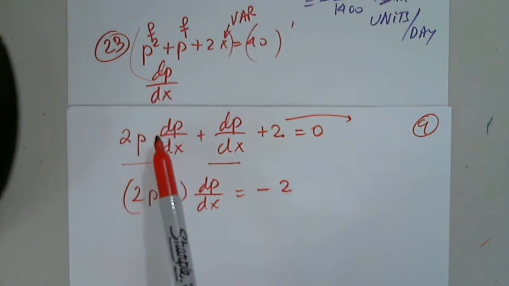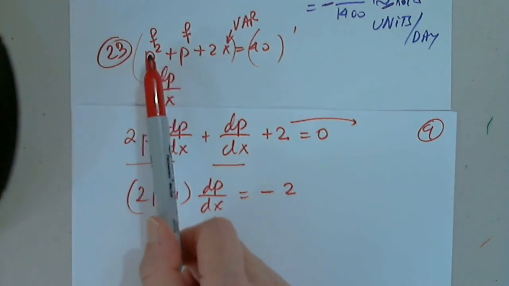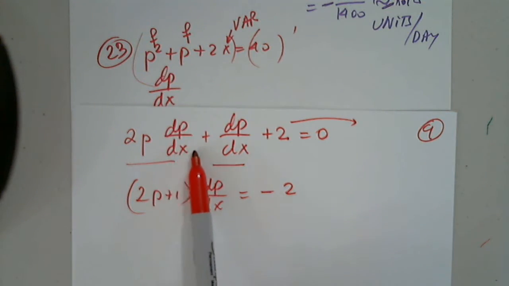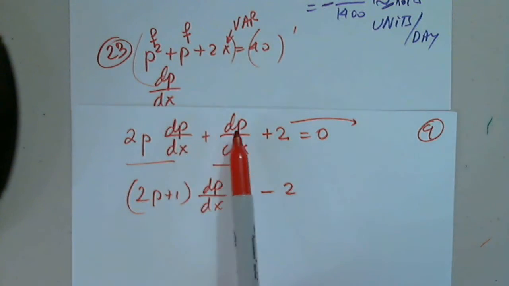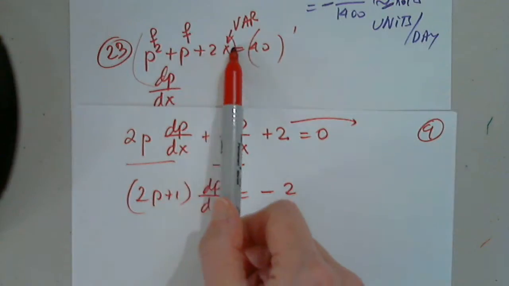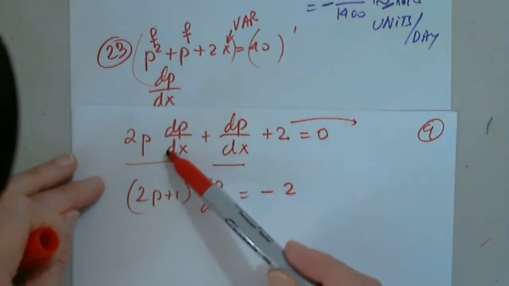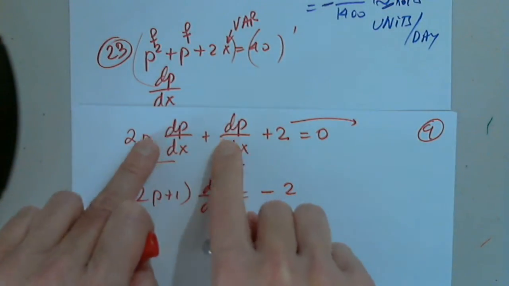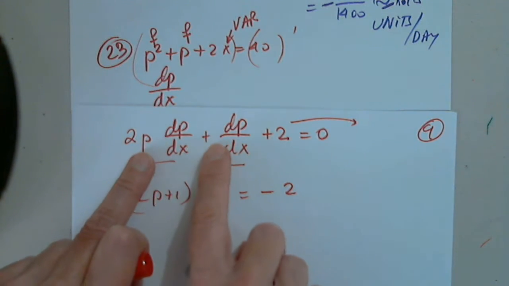Okay, it's working now. So one more time. So 2p times dp over dx plus p prime, which is dp over dx, plus 2x prime, which is 2. So I factored out dp over dx because these are two terms. They are like terms, but I cannot factor it.